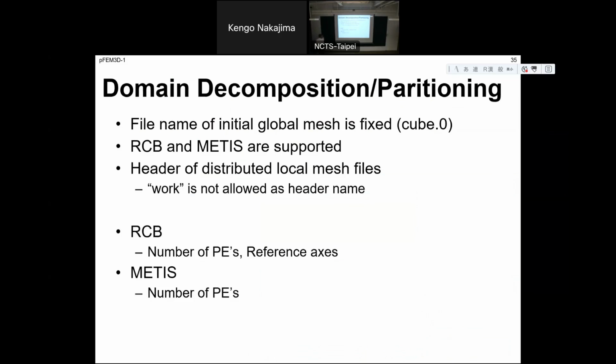And the domain decomposition and partitioning. So the file name of the initial global mesh is fixed. It's cube.0. And RCB and METIS are supported. And the header of the distributed local mesh files is specified. And work is not allowed as a header name because work is used as a work file inside the program. So in the case of the RCB, you need to specify the number of processes and the reference axis. In the case of the METIS, you just specify the number of processes, the number of partitions.